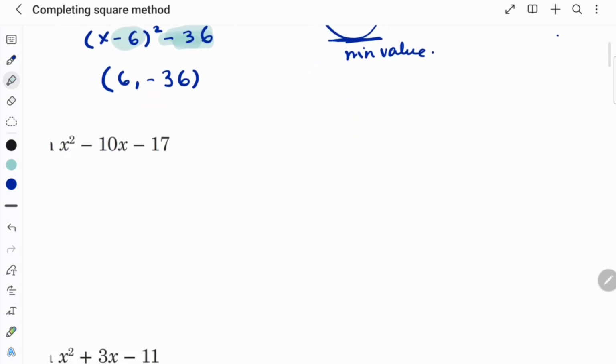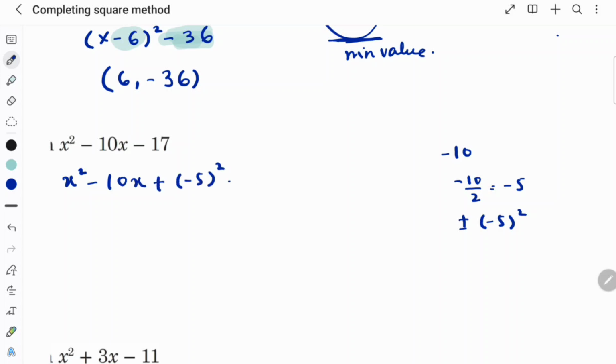Alright, the next question is x squared minus 10x minus 17. We know the coefficient of x is minus 10. Half of it will be minus 10 over 2, which equals minus 5. We add and subtract minus 5 squared. Remember, we don't write down 25 because it's easier for us to find the whole square. So x squared minus 10x plus minus 5 squared minus minus 5 squared, and minus 17 as it is we copy down.